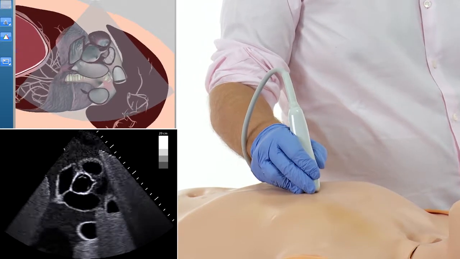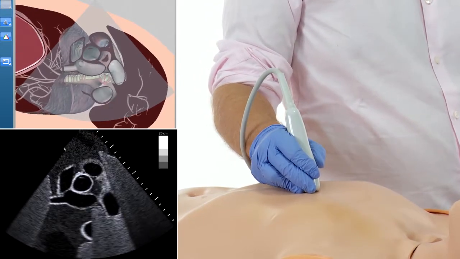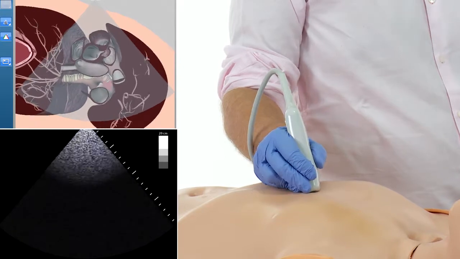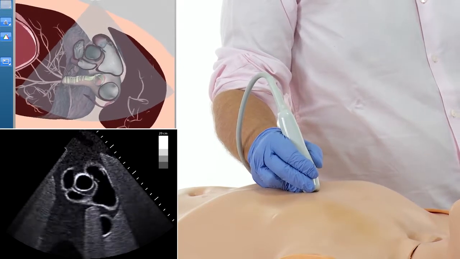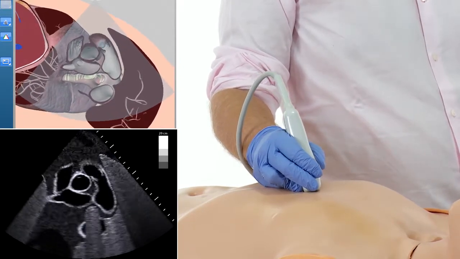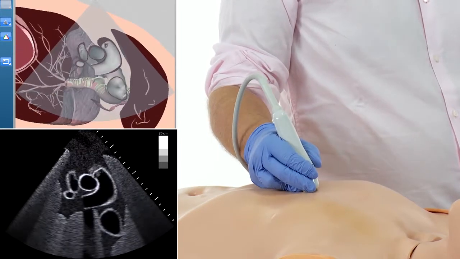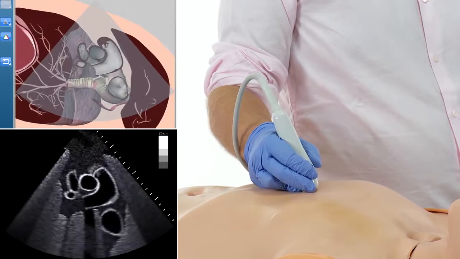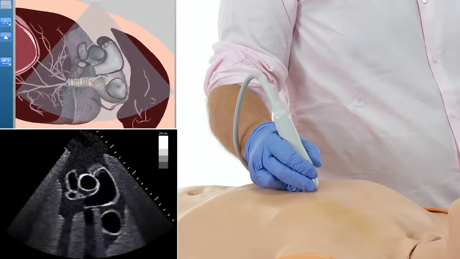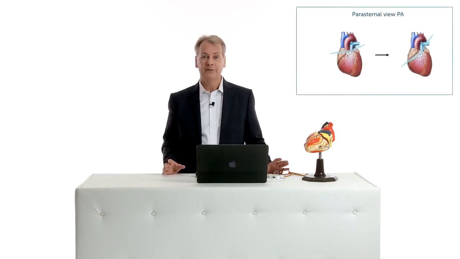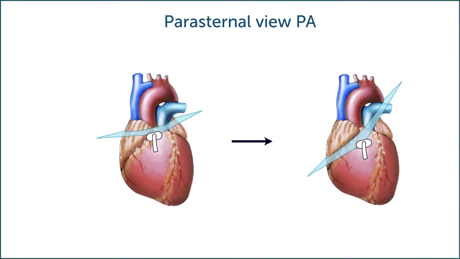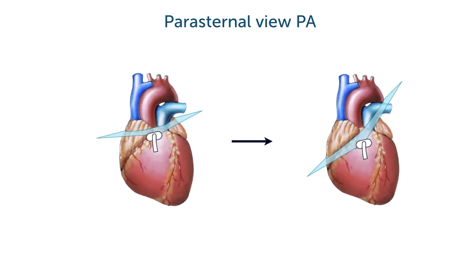Sometimes, however, you will have to optimize the view, turn a little bit more to the left shoulder and tilt a little bit more, and all of a sudden you will see a very nice long axis view of the pulmonary artery and even the bifurcation between the left and the right pulmonary artery. From the parasternal short axis view, you just have to perform a small maneuver to get a better view of the pulmonic valve. So this is the modified view of the pulmonary artery and the pulmonic valve.